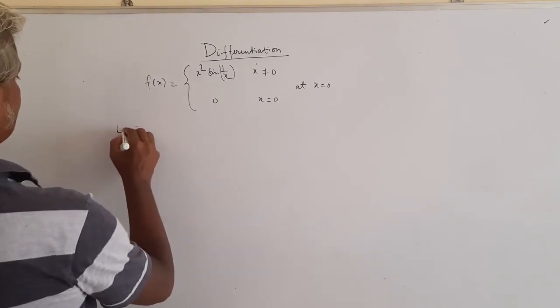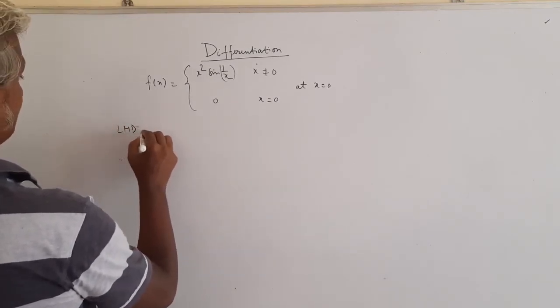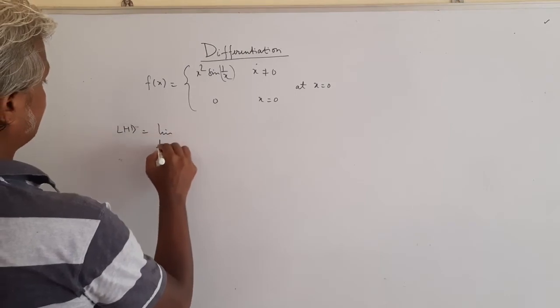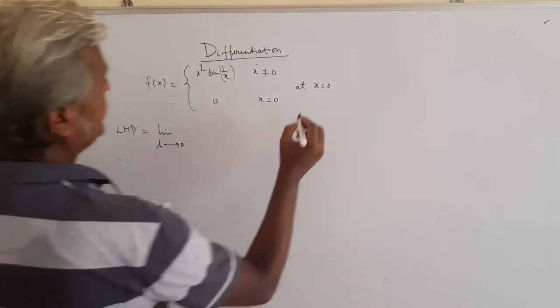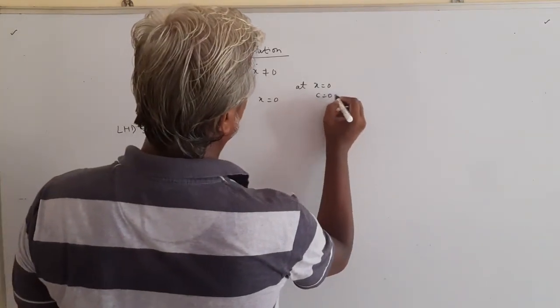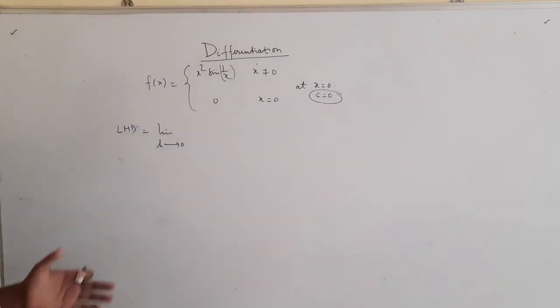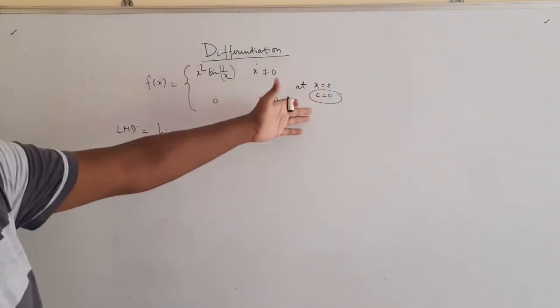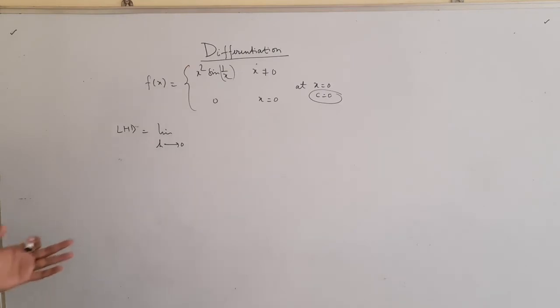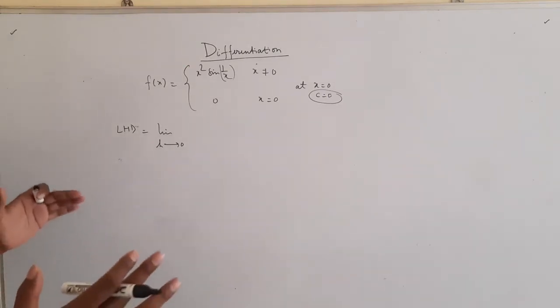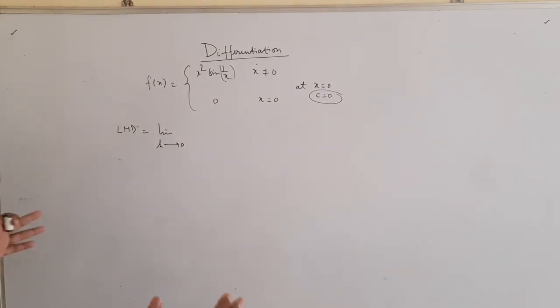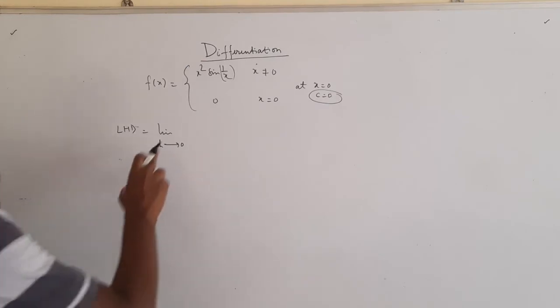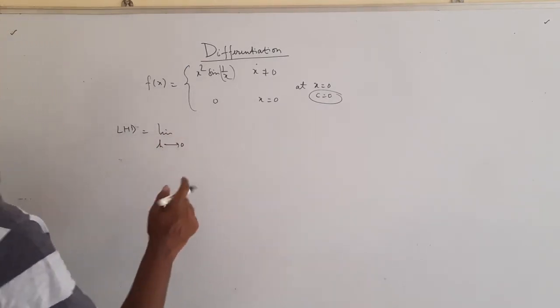So I write the formula, and I will go by limit h tends to 0. Here you see that c is 0 because we have to check the differentiability at 0. So c is 0 because in the previous discussion, c was the point where we were interested in finding out the differentiability of that given function. So limit h tends to 0.